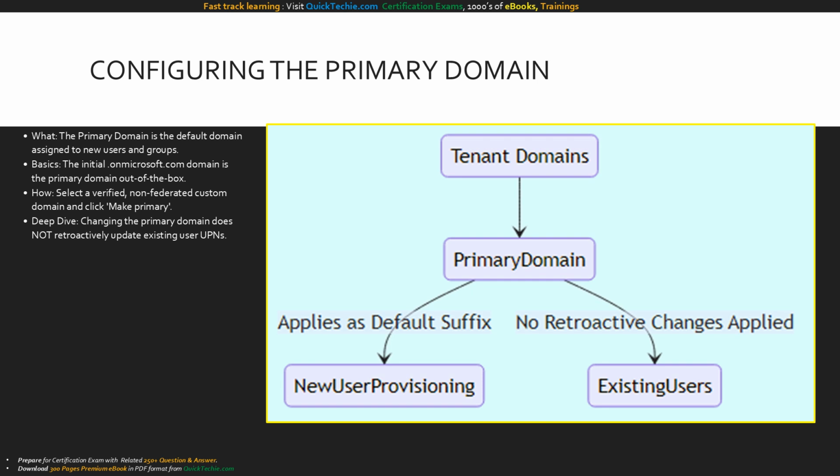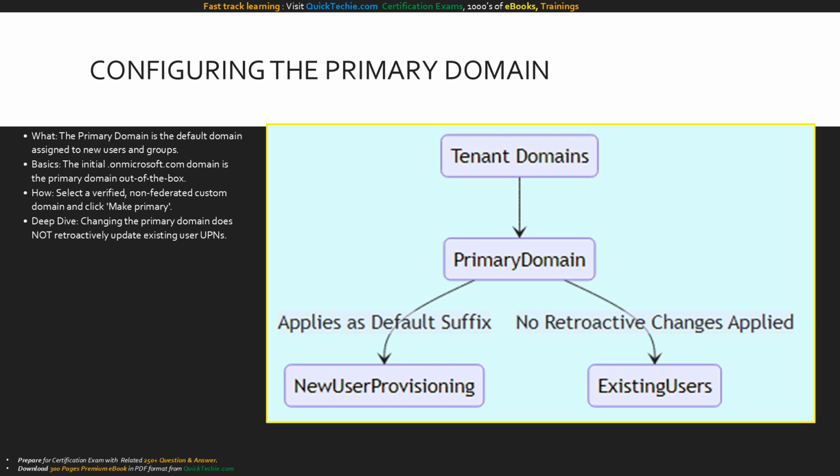A crucial point to understand here is that changing the primary domain does not retroactively change the user principal names of existing users. It solely acts as the new default template for future object creation. Also, be aware that you can only set a domain as primary if it is a managed domain, meaning it relies on Entra ID for authentication, rather than being federated to an on-premises system.